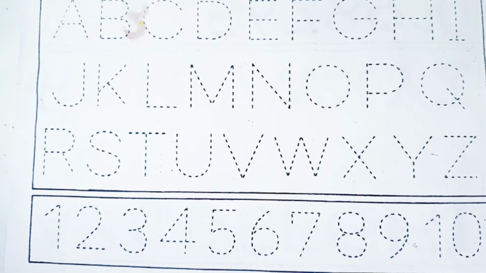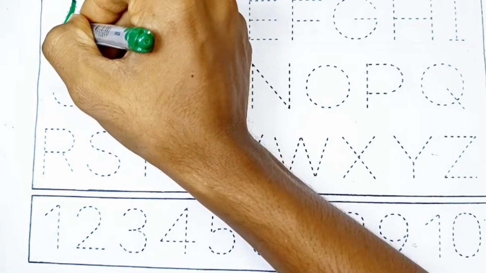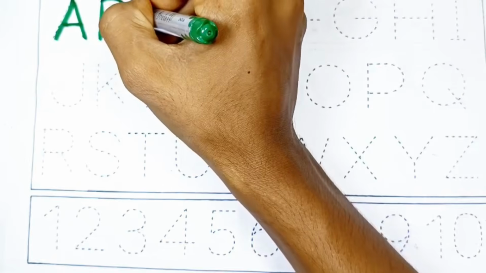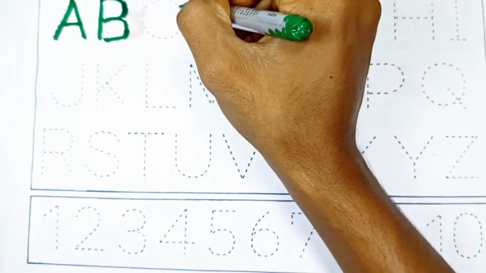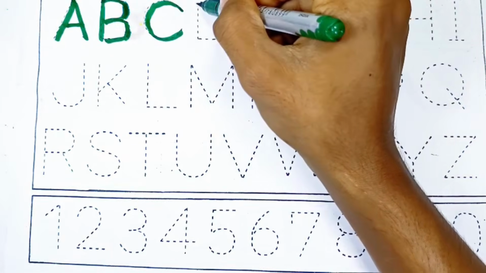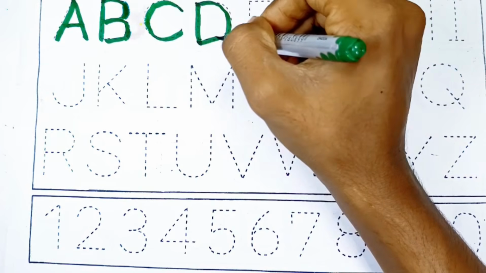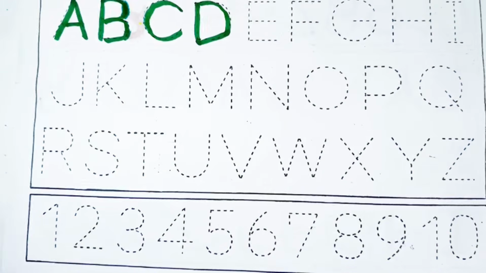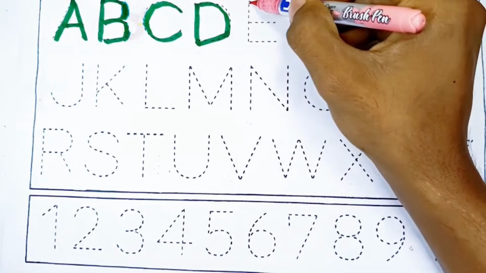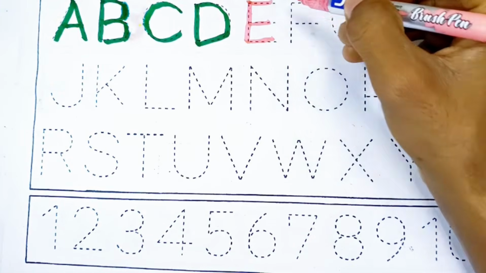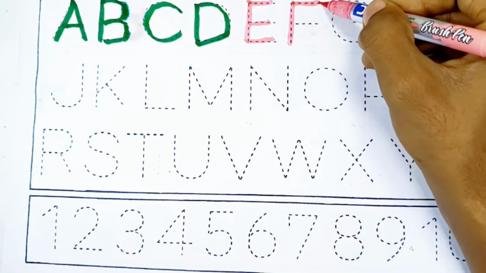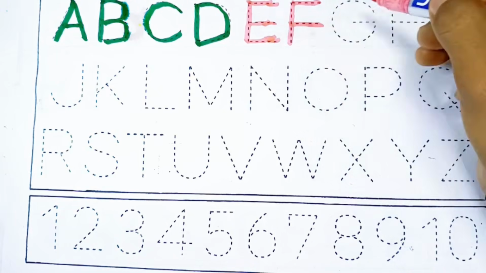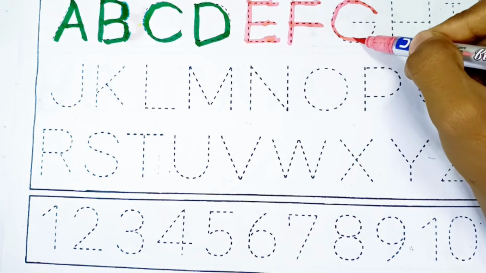So it's now you draw A. A for apple, B for ball, C for cat, D for dog. It's now you draw E. E for elephant, F for fish. Now I know my ABCs.